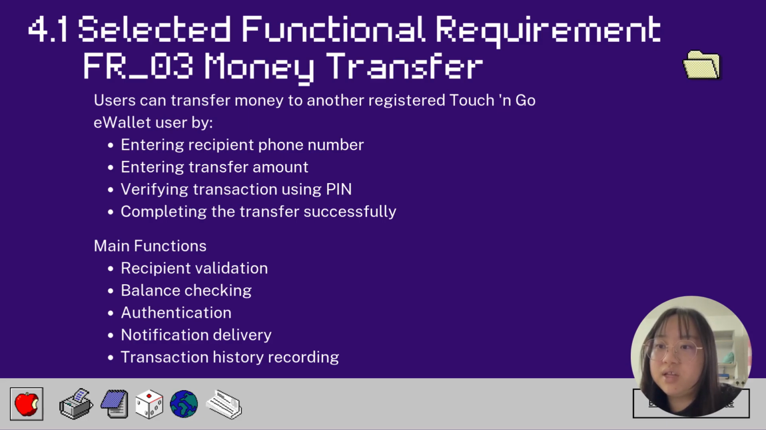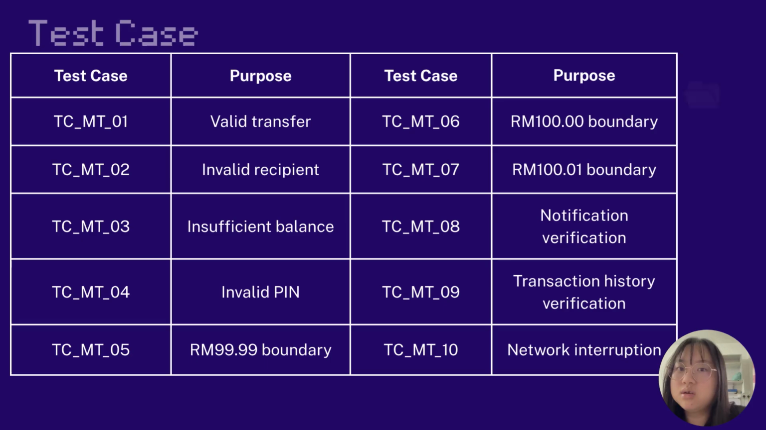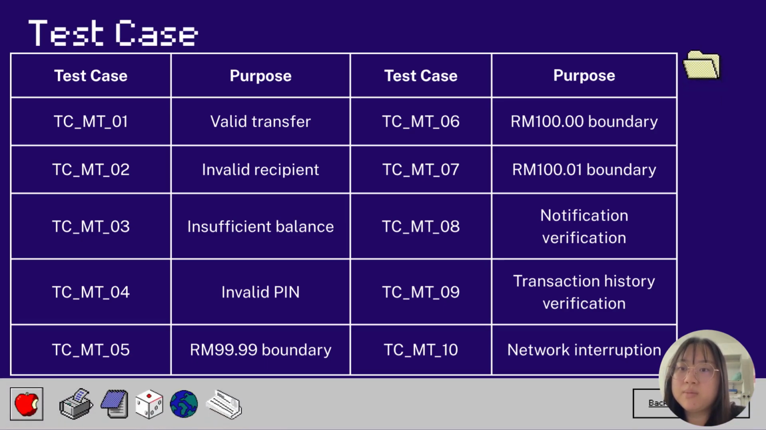Because this feature involves financial transactions, it is important to ensure that it operates accurately and securely. We developed several test cases using black box testing and boundary value analysis. Black box testing is used to verify normal and error scenarios such as successful transfer, invalid recipient, insufficient balance, incorrect PINs, and network interruption. Boundary value analysis is used to test transfer amounts around the wallet balance limit, such as 99.99 ringgit, 100 ringgit, and 100.01 ringgit. These test cases help ensure that the money transfer feature functions correctly under different conditions.